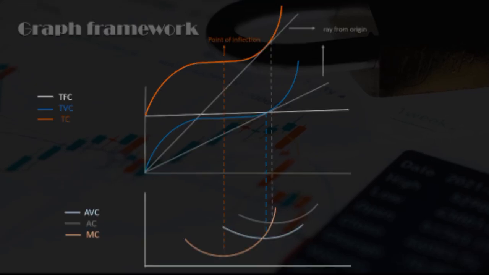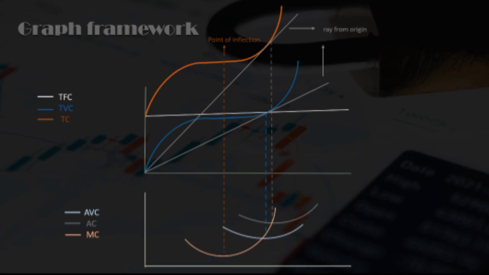Now, here is the graph framework between TFC, TVC, TC, AVC, AC and MC. Here, the first line we see is the total fixed cost, which is a straight line as it's constant and doesn't depend on or fluctuate in accordance with production or output. Then the blue curve is total variable cost, which starts from the origin, and this orange curve is total cost and it starts from the total fixed cost line.